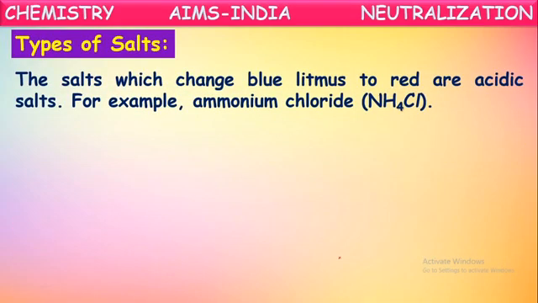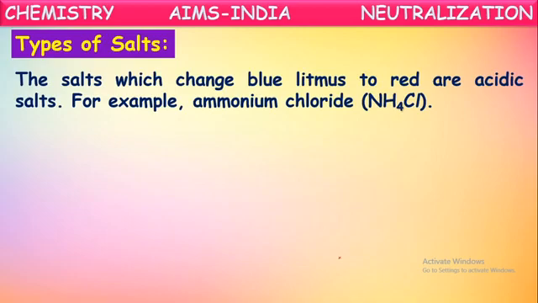The salts which change blue litmus to red are acidic salts. As we said, the nature of the salt depends upon the acid and base reacted. So certain salts, after formation, may show some color changes with the litmus. Suppose some salt changes the color of the litmus paper from blue to red, then that salt is said to be an acidic salt.